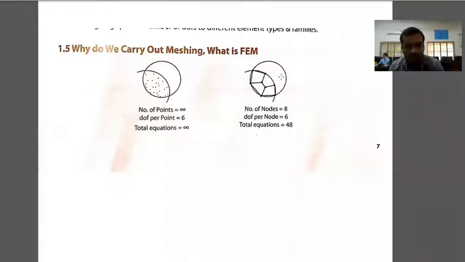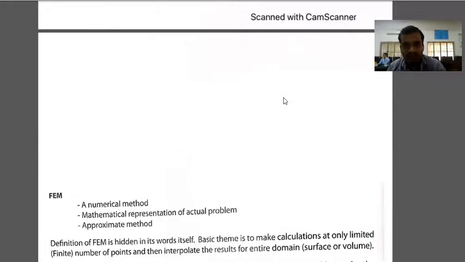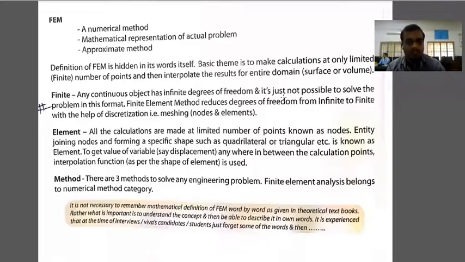Okay, so the shape function may be linear, parabolic or hyperbolic. We will see it in detail in the shape function concept. So this is the basic definition of FEM: make calculations at only a limited number of points or nodes, and then interpolate these results over the entire domain. The domain may be a surface or a volume.